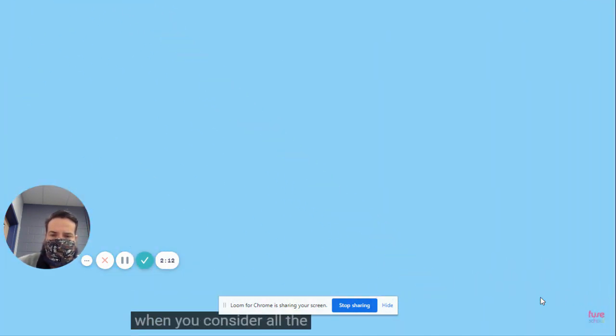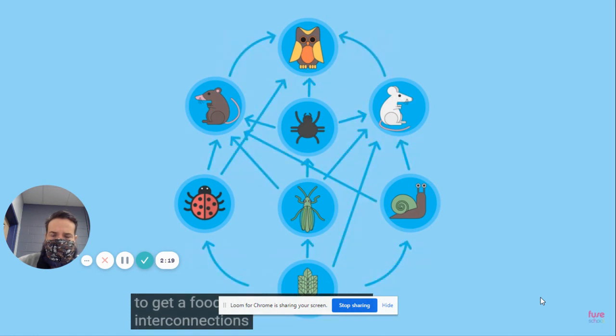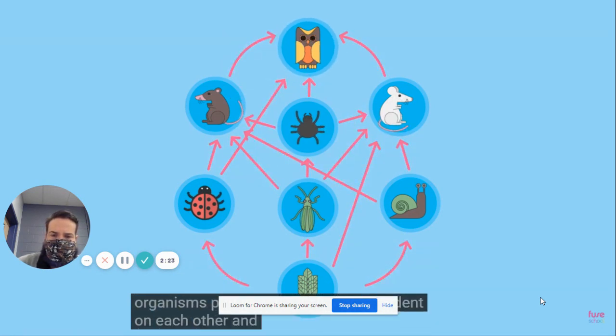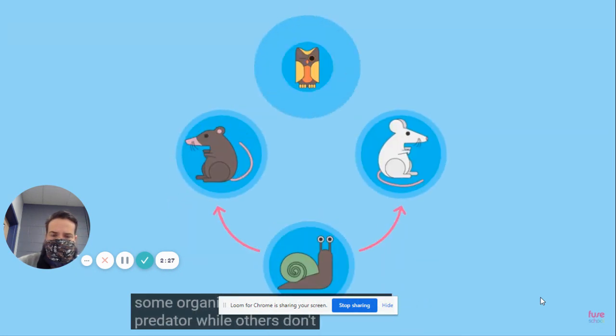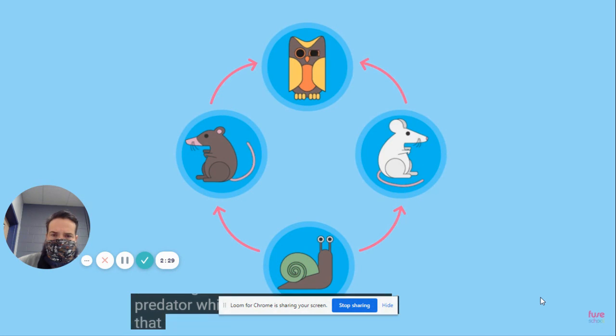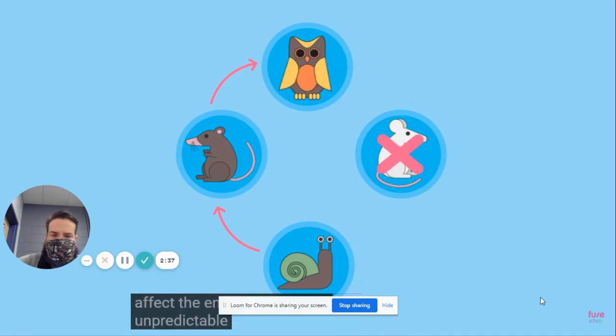When you consider all the food chains in the habitat and join them all together to get a food web, a diagram of the interconnections between lots of organisms, populations are interdependent on each other, and you will notice that some organisms have more than one predator, whilst others don't. This means that when a food web is altered, it has different effects on different populations. If one species goes extinct, it can affect the entire system with unpredictable results.